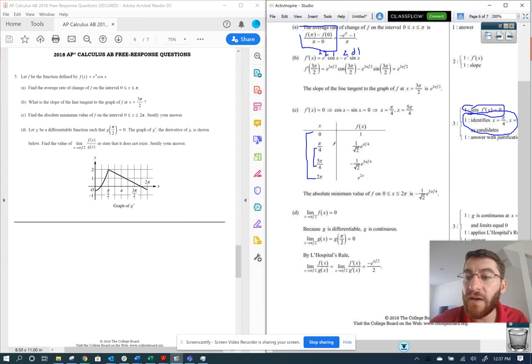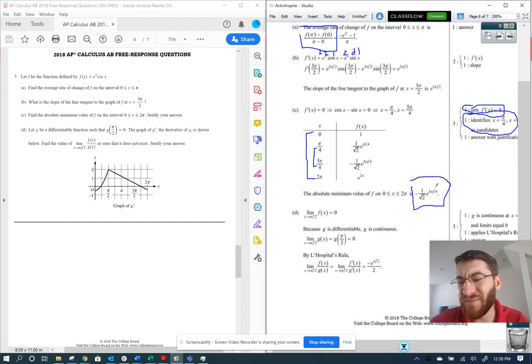Okay, so you need to identify all 4 of those as candidates: endpoints and critical numbers for absolute extrema. Then your answer with justification. Now remember, your justification is the table and considering your endpoints and critical numbers. And then you just need to choose the number that is the smallest, which is this negative thing.